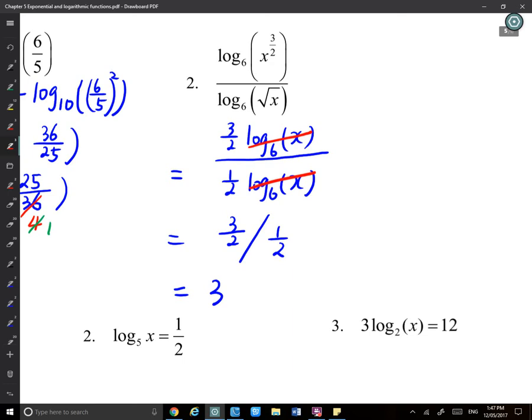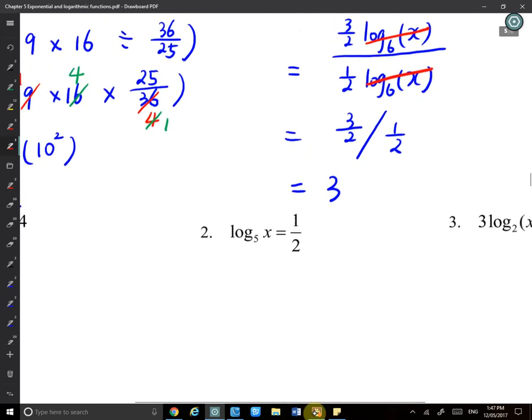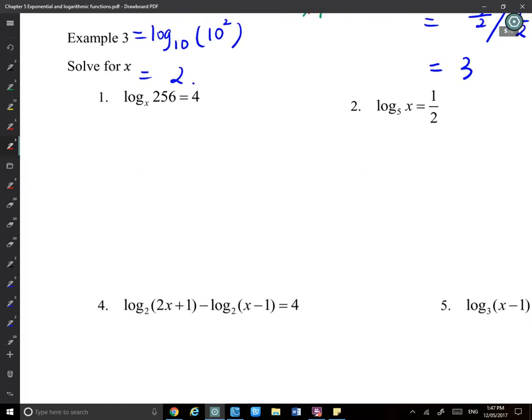Okay, do we have any questions about this? If not, let's keep looking at example 3. The first 3 examples are easy.